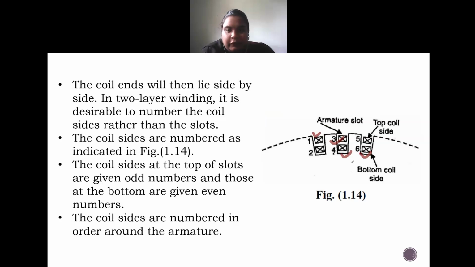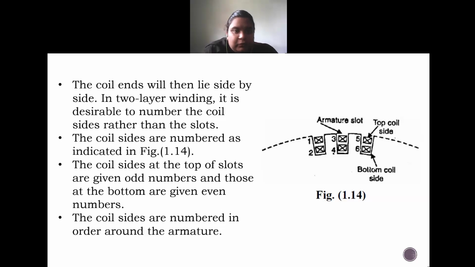That is, 1 and 4 will be a pair, as well as 3 and 6 will be a pair, 5 and something will be a pair, and 2 will be paired with some other coil side. The two coil ends will then lie side by side. That's what we were saying.